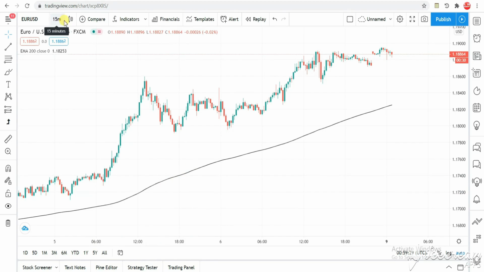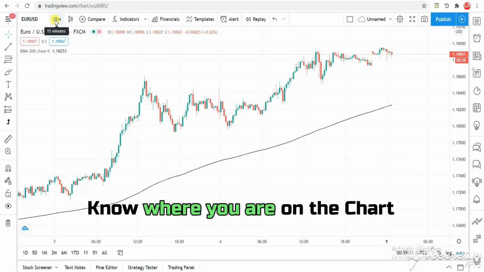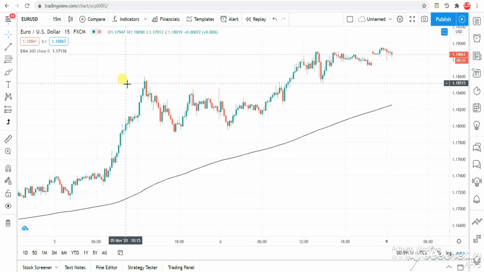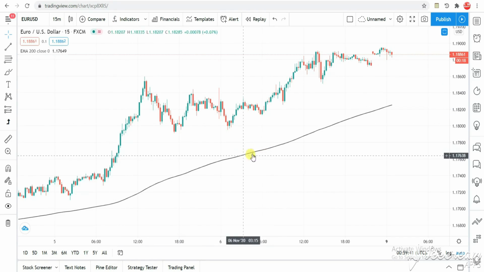Be specific. Know where you are on the chart. You have to know: are you on the 5 minutes? Are you on the 30 minutes? Are you on the 45 minutes? Are you on the 1 hour time frame? You have to understand where you are. So looking at this, I can see that I'm on an uptrend.